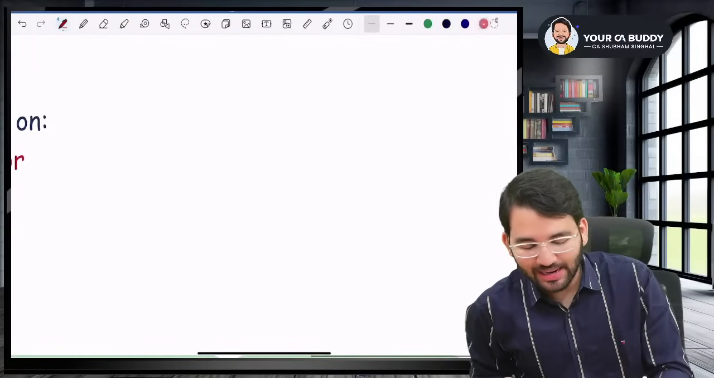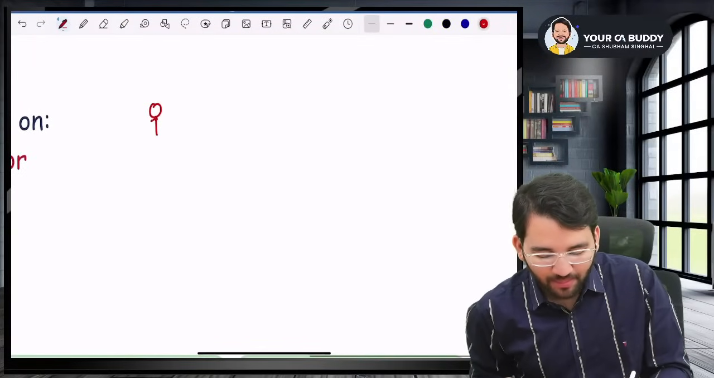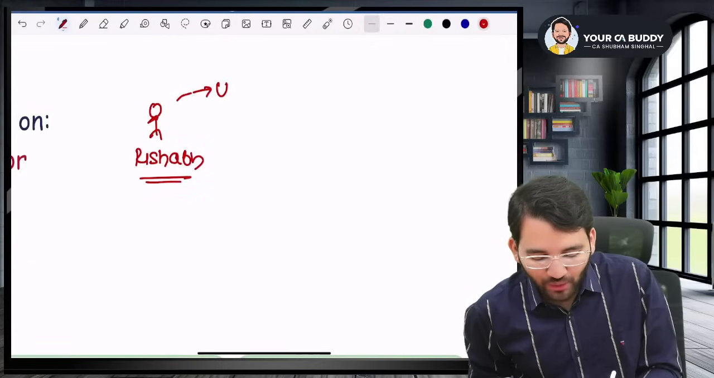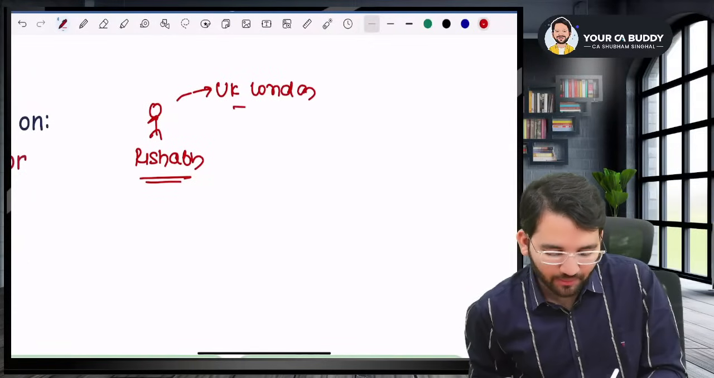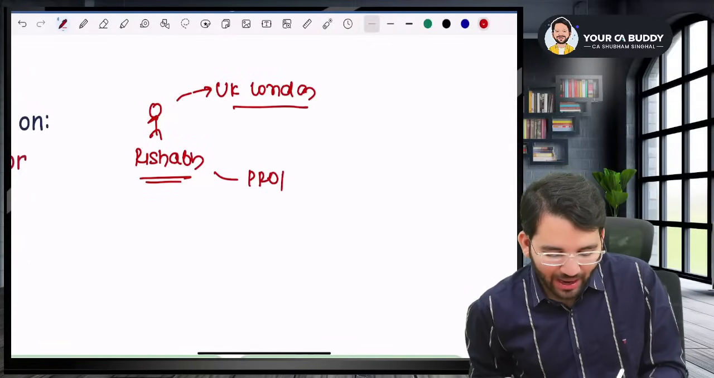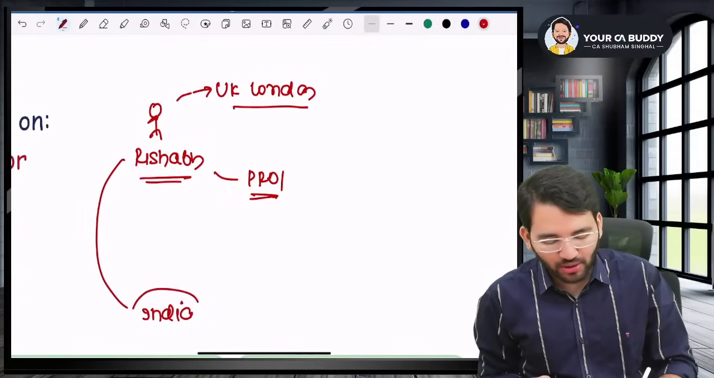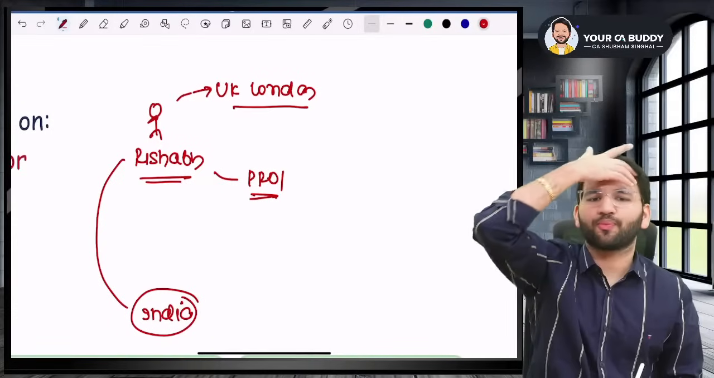Let me introduce you to one of my brothers. I have a brother called Rishabh. Rishabh stays in London, UK. He is a PROI, but he is basically from India. He was born and brought up in India, but he has now shifted to London.